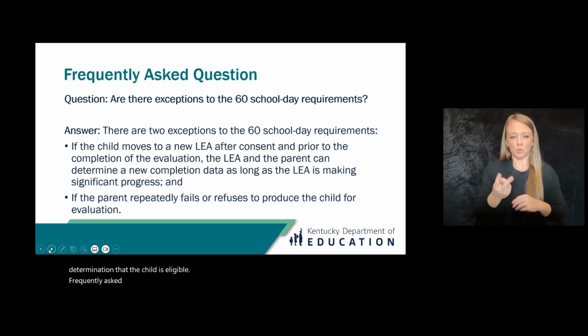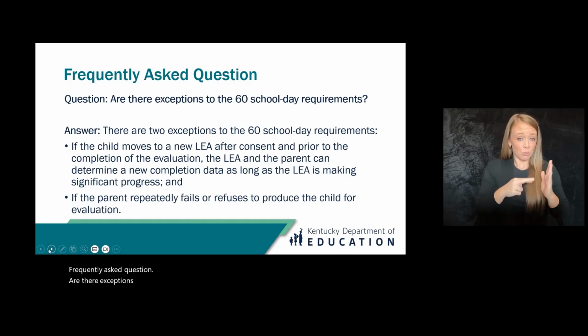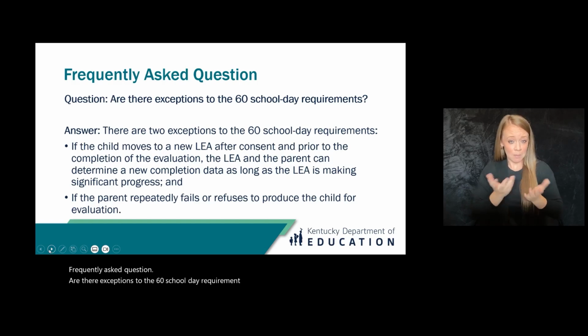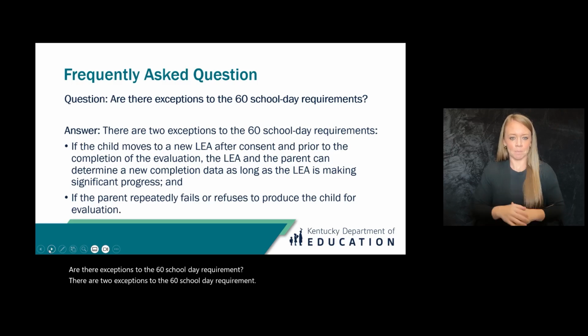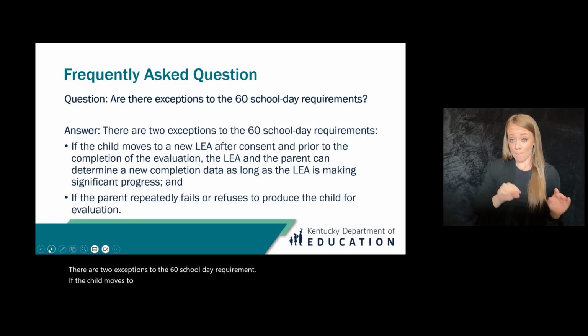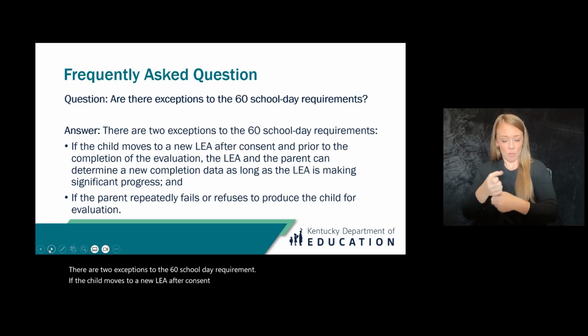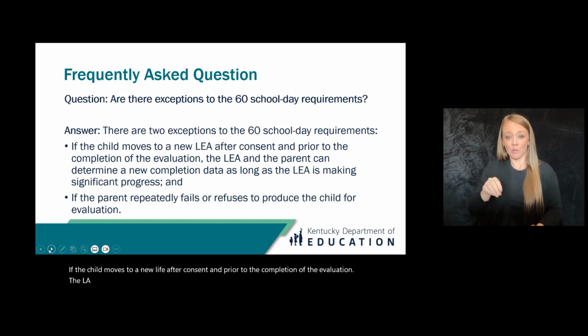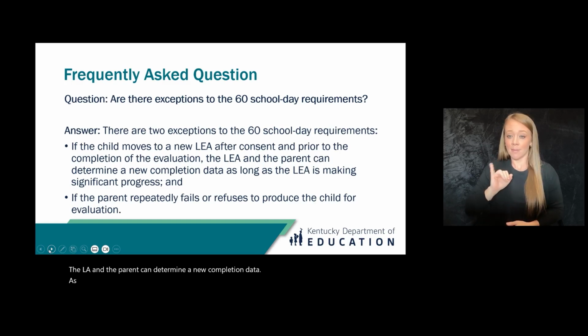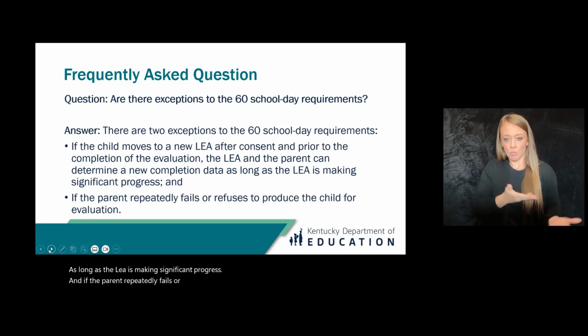Frequently asked question. Are there exceptions to the 60 school day requirement? There are 2 exceptions to the 60 school day requirement. If the child moves to a new LEA after consent and prior to the completion of the evaluation, the LEA and the parent can determine a new completion date as long as the LEA is making significant progress, and if the parent repeatedly fails or refuses to produce the child for evaluation.